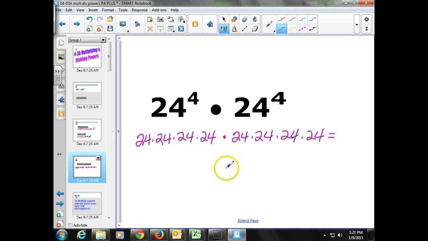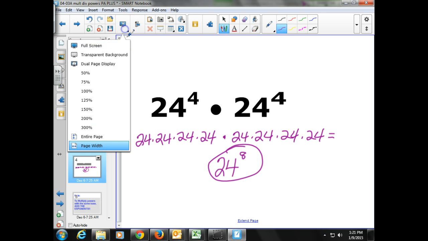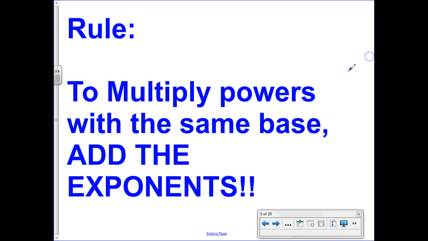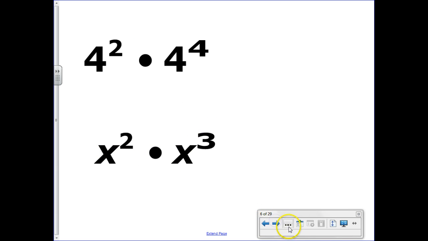It gets to be tedious though, don't you think? And so I hope you're starting to notice this shortcut. And the shortcut for this one, where the final answer is 2 to the 8th power, is that if you are multiplying powers with the same base, you simply add up the exponents. That's all you have to do. The key is that your base has to be the same.